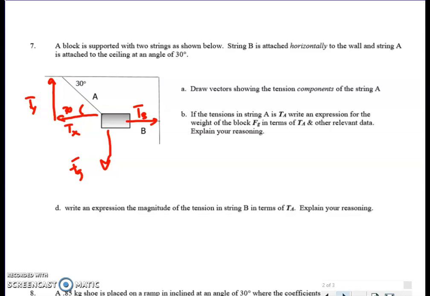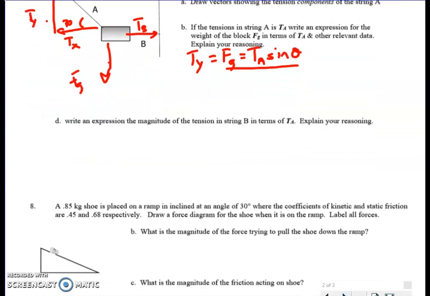Okay, so I want you to express the weight in terms of A. Well, we can see that the two verticals, so I can say TY equals FG, and TY is TA sine theta. So there's your answer in terms of the equation, and then you got to explain basically that the verticals balance. Same idea with D.